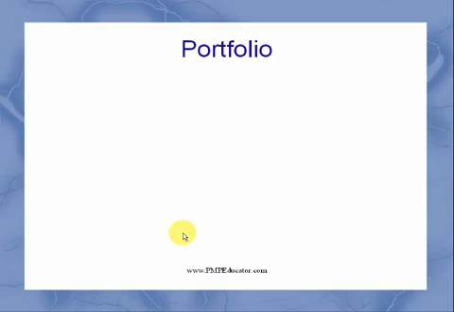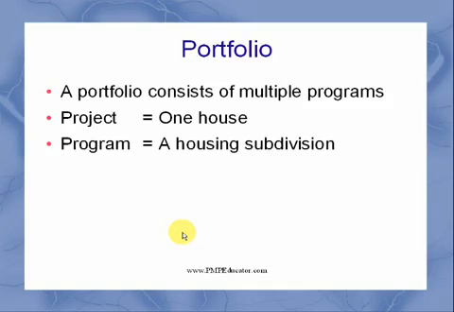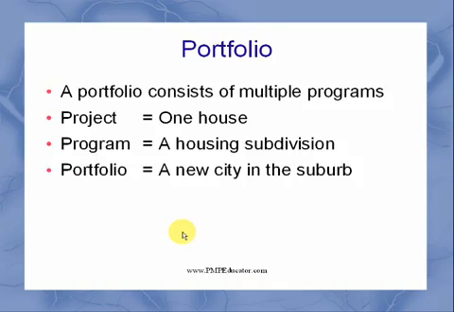The next item is portfolio. A portfolio consists of multiple programs, so it is a superset of programs. Let's define the difference between project, program, and portfolio with an example. If you're building one house, it is a project. If you are building a housing subdivision, that's a combination of a lot of houses, so it is a program. And if you are building a new suburb or city in the suburb, then it is a portfolio, which involves a group of programs, and each program involves a group of projects.